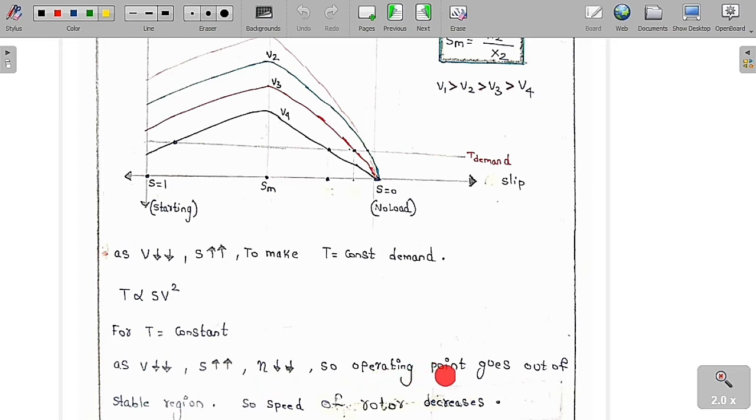So the operating point goes out of the stable region, so the speed of the rotor will decrease. So we can say clearly it goes out of the stable region and it may go into the unstable region. So the speed of the rotor will decrease.